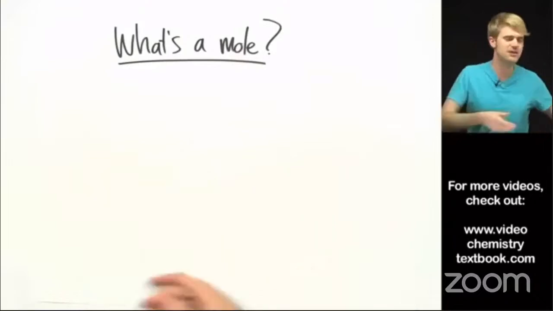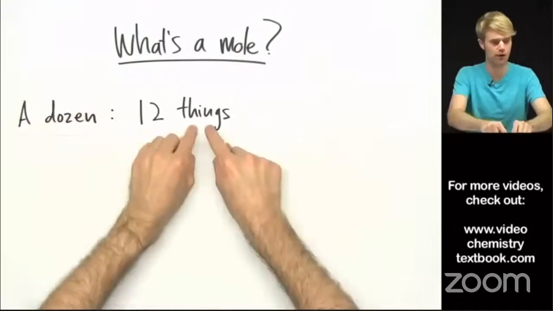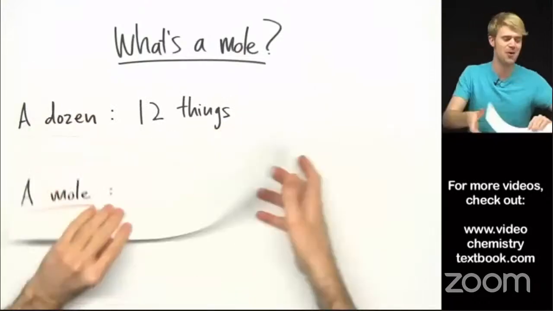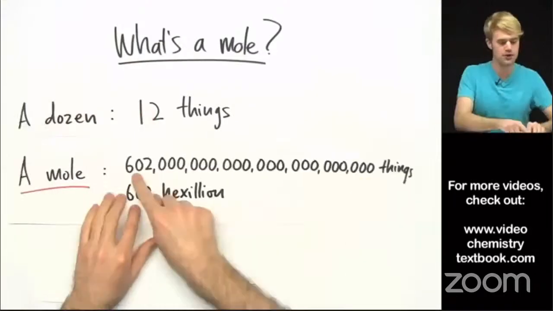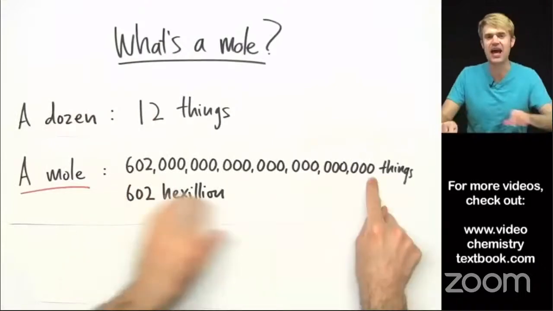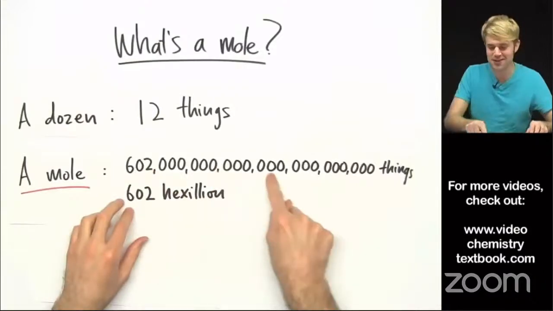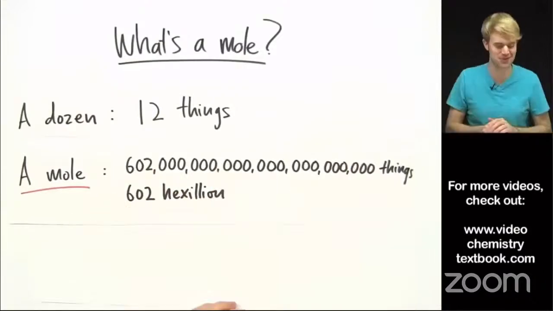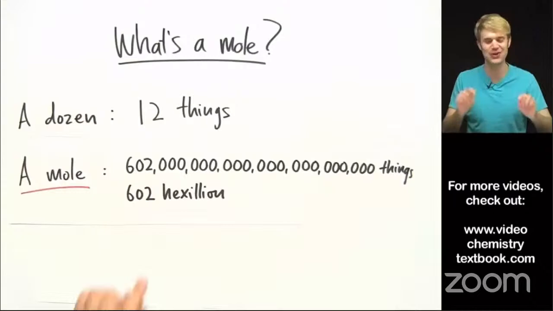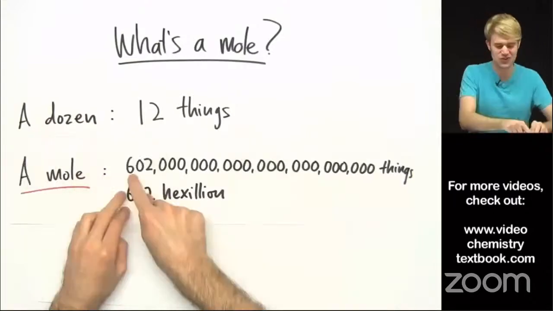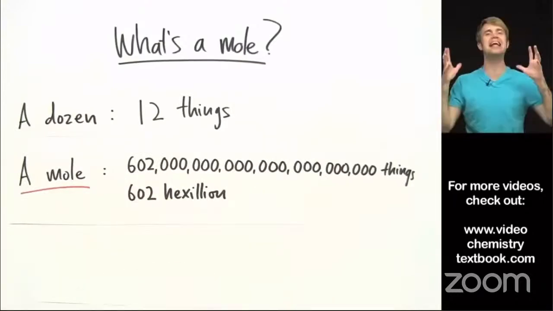A mole is kind of like a dozen, right? A dozen is the name for 12 things. Now a mole is like this, but it's way bigger than a dozen. In a mole, there are 602 hexillion things. This is 602 followed by 21 zeros. So a mole, like a dozen, is a name for a certain number of things. There are 12 things in a dozen. There are 602 hexillion things in a mole. This is a gigantic number.